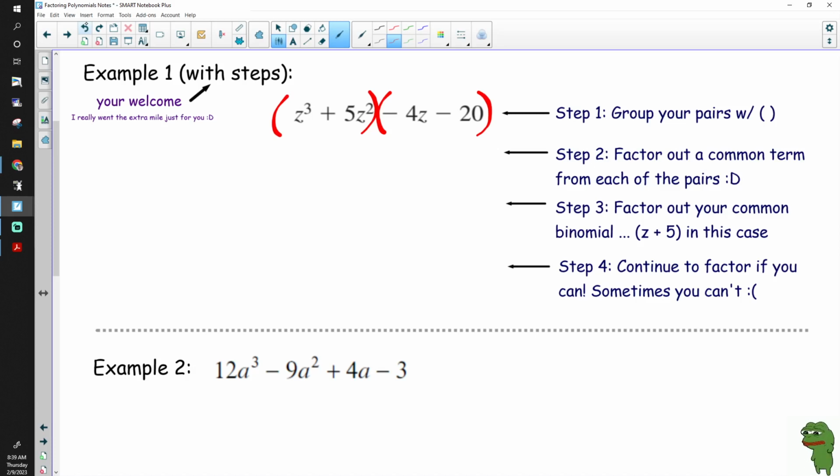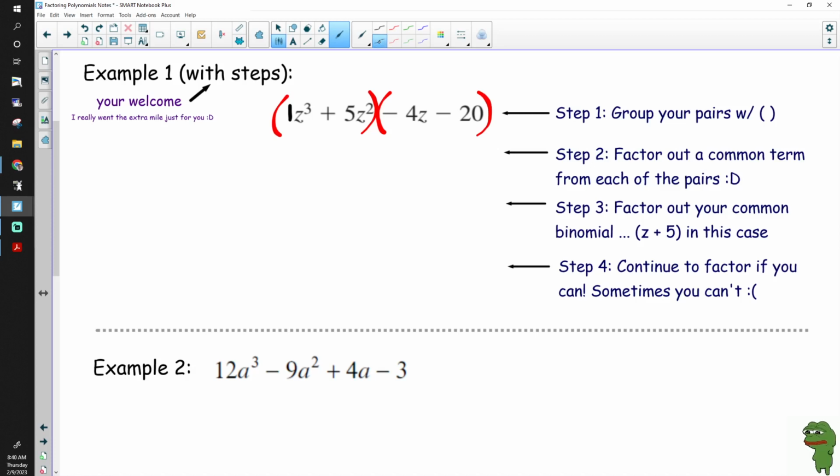If it helps, you can always put in your invisible 1. Can we divide 1 and 5 by anything? We can take out a 1. How many z's can we take out? 2. You always look at the smallest one. The smallest one in my first group is z squared, so I can take out a 1z squared. Does that make sense?